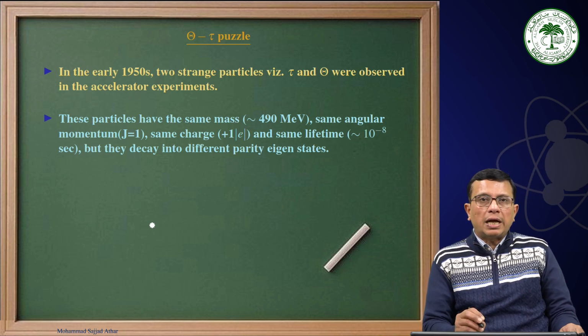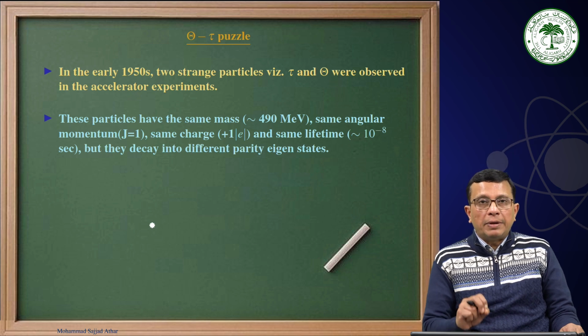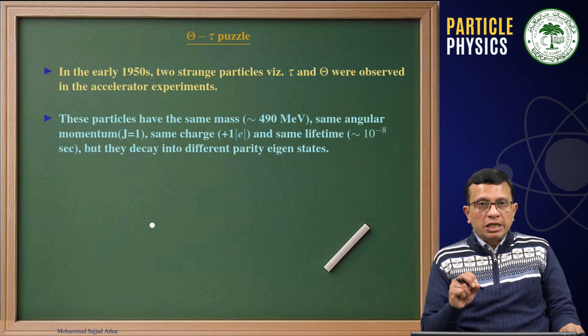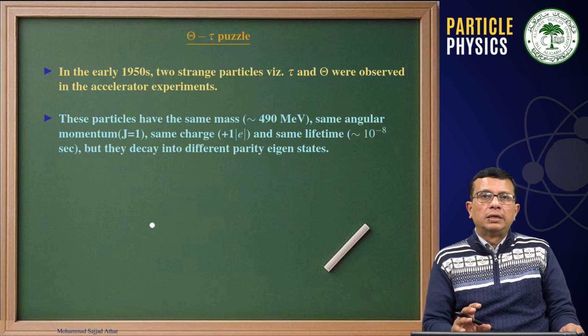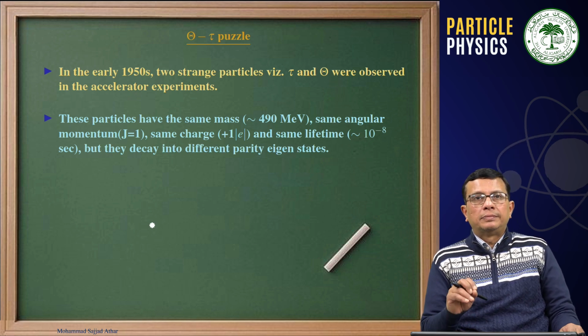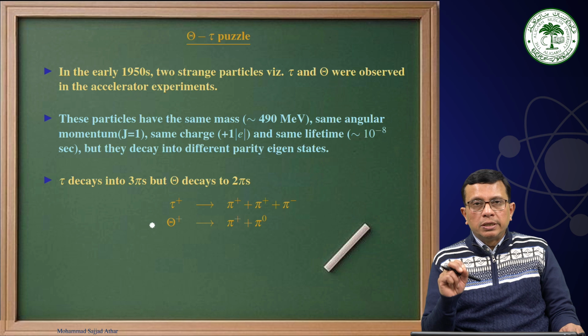Because it was found that these two particles have the same mass, the same charge, the same lifetime, and the same angular momentum state or same spin. Okay, therefore these two particles were observed. These two particles had the same mass, same lifetime, same charge, and same angular momentum. But what is the difference?